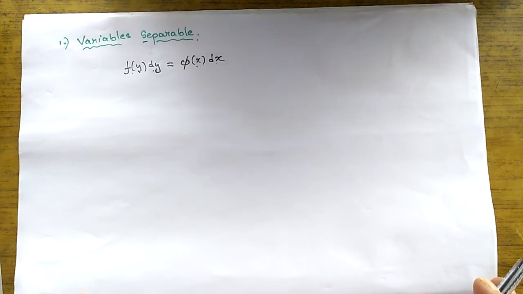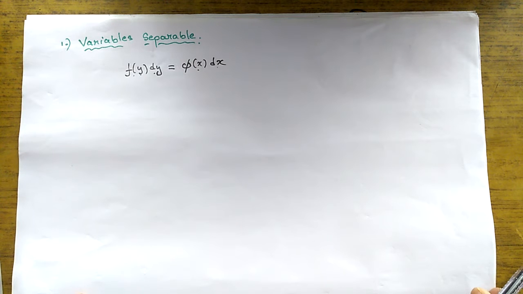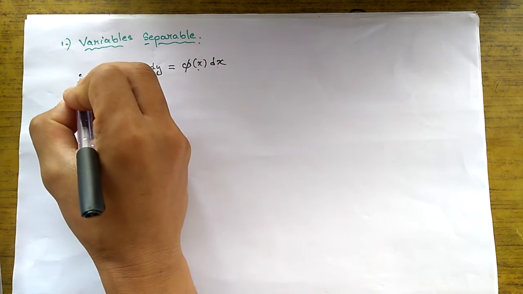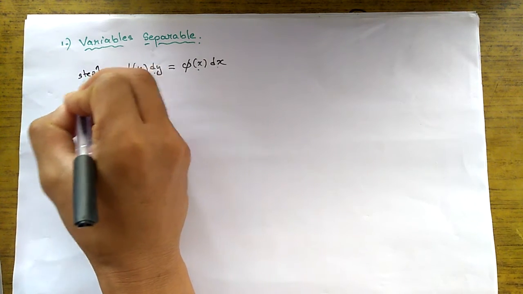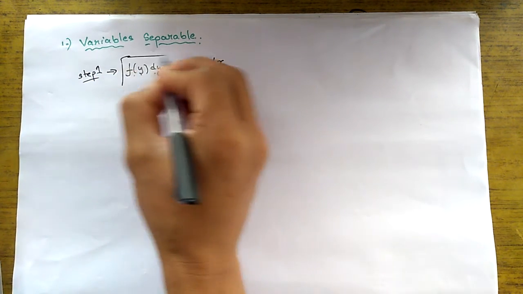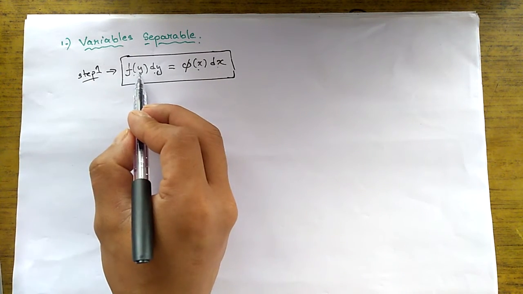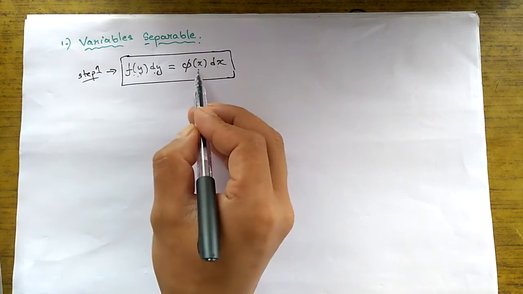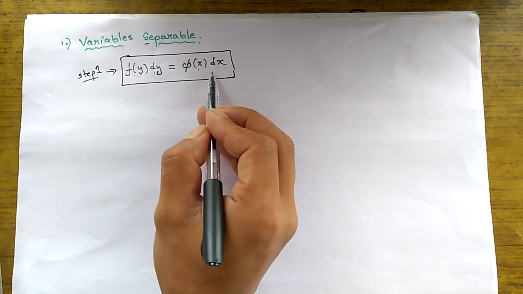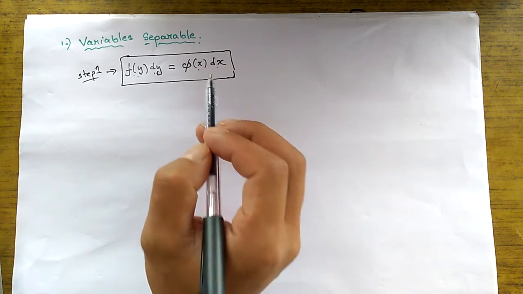Now, for solving by the variable separable method, there are three steps involved. The first step is to separate the variables, which has already been done here. You can see that all the y terms are on the left hand side and all the x terms are on the right hand side, which means the variables are already separated.